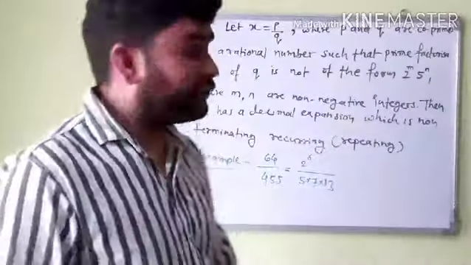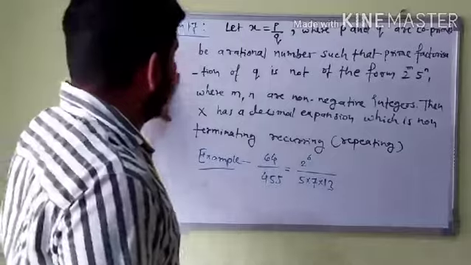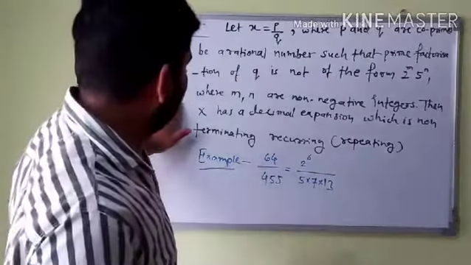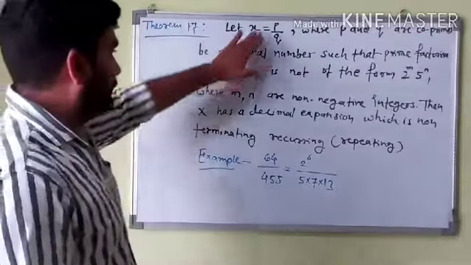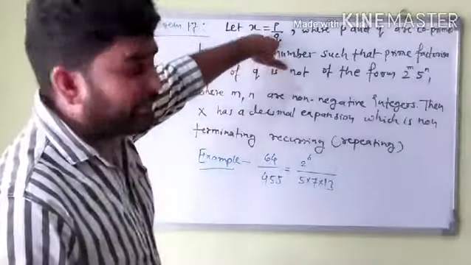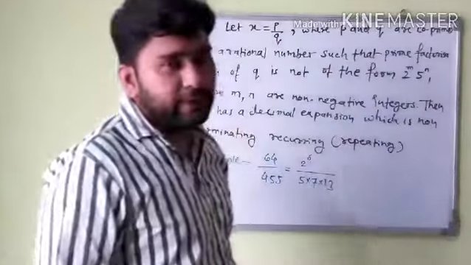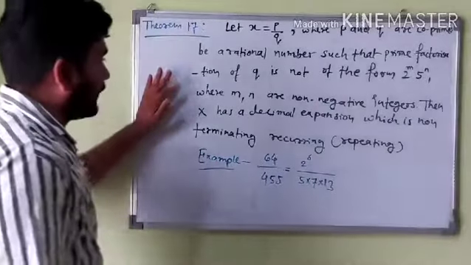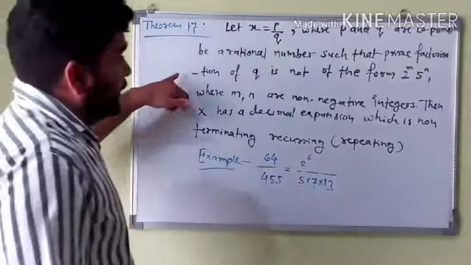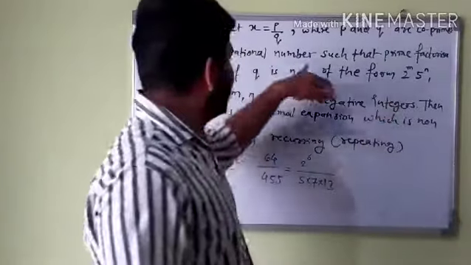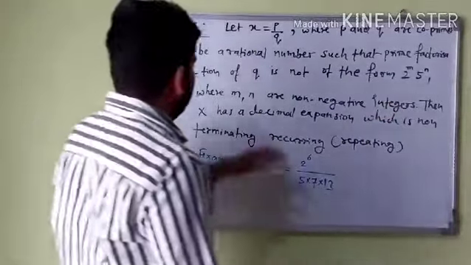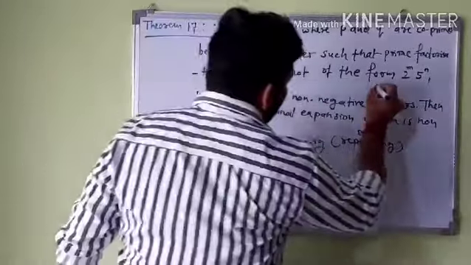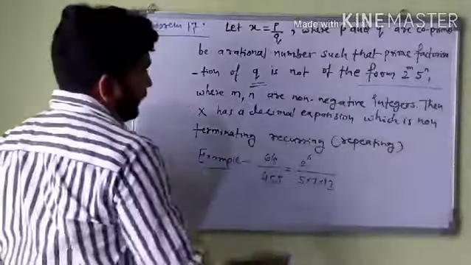Our next theorem is theorem 1.7. What does this theorem say? It says: when any number is in the form p by q, and p and q are co-primes (we have already discussed what a co-prime number is), and q is such that its prime factorization, written here, is not of the form 2 to the power m and 5 to the power n.